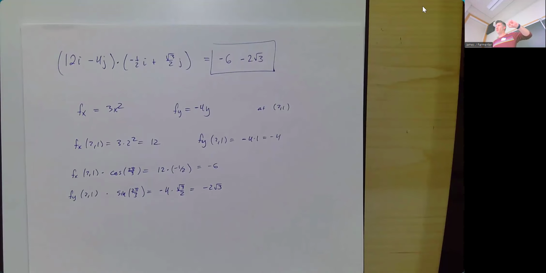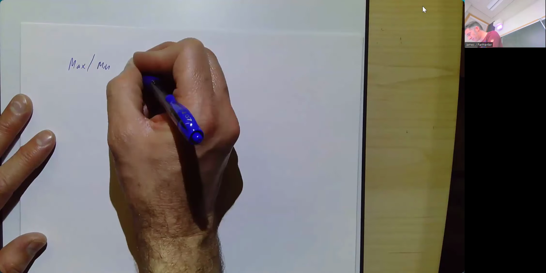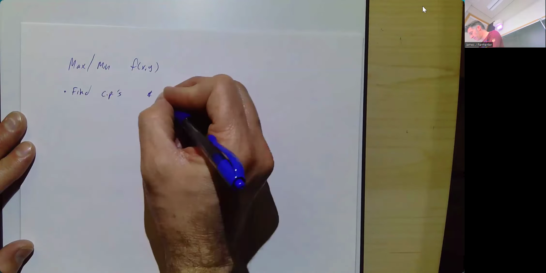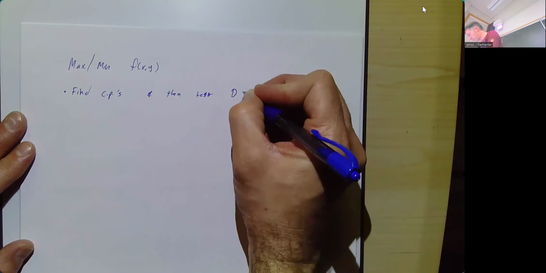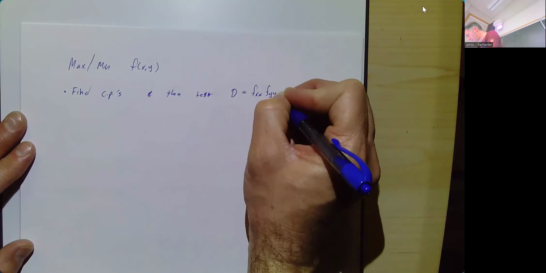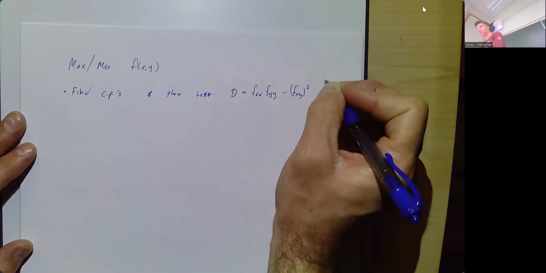Someone had mentioned they had a question about the quiz. I hadn't looked at the quiz, so we can save that till Wednesday. Let's talk a little bit more about maximizing and minimizing, because that's something you talked about today. So, reminder to everybody, we're going to maximize or minimize a function or find the saddle points. We're going to find critical points and then test by looking at capital D equal to fxx times fyy minus fxy squared.